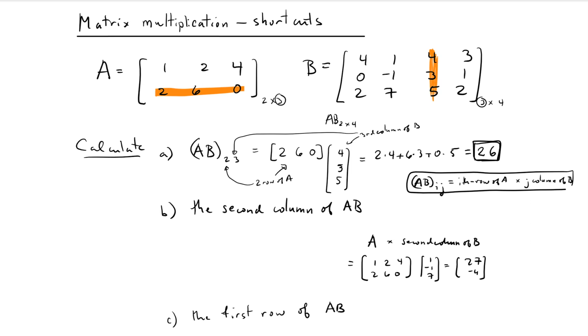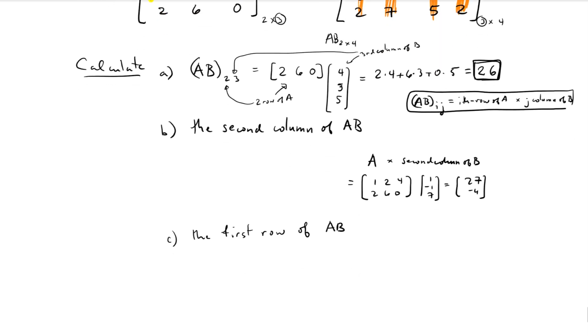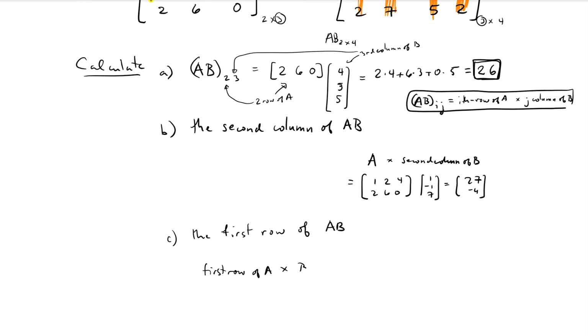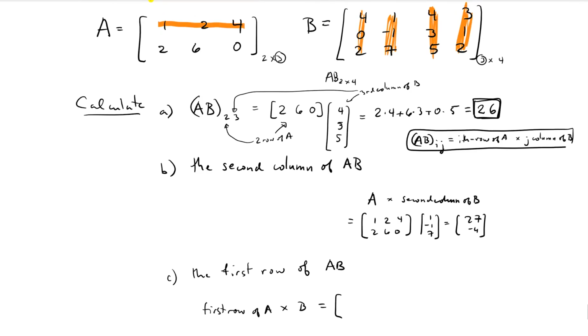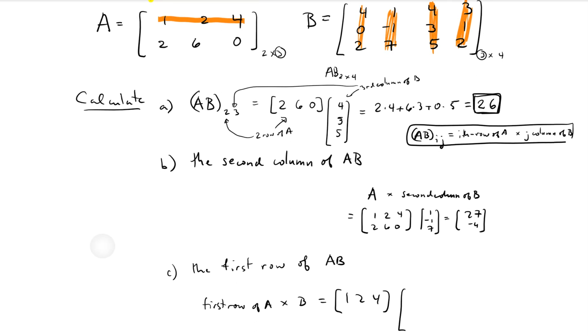And how do I get the first row of AB? Well, for the first row, I'm going to have to multiply this row against all the columns of B. So essentially, again, all of B itself. So I need to multiply the first row of A times B. The first row is 1, 2, 4 against all of B: 4, 0, 2, 1, minus 1, 7, 4, 3, 5, 3, 1, and 2. And if I do this, I'm going to get 12, 27, 30, 13.